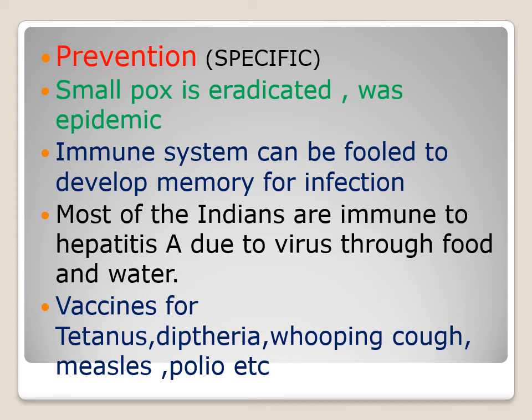for subsequent infections. Most Indians are immune to hepatitis A due to the virus which might have entered through food and water. Also, we know that there are important vaccines available for common diseases like tetanus, diphtheria, whooping cough, measles, and polio, and the day is near when these diseases can also be eradicated, as seen in the case of smallpox. This all comes under specific prevention.